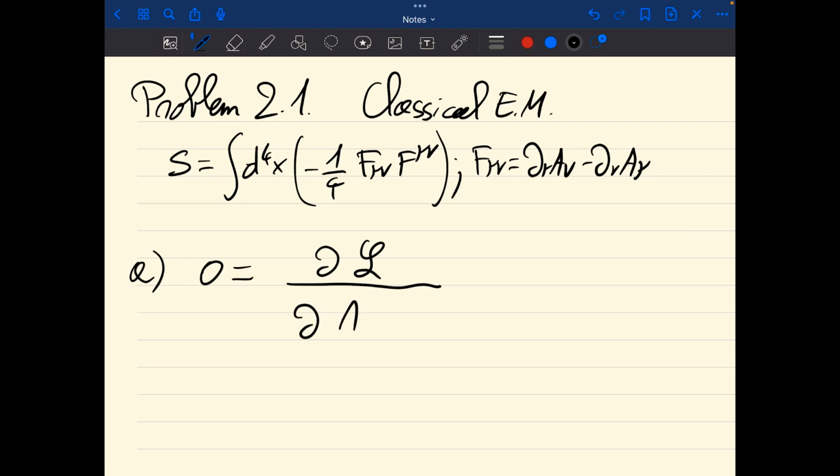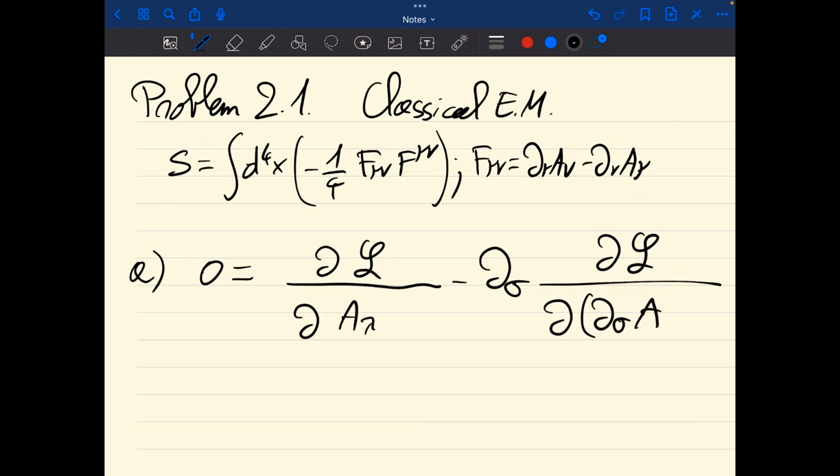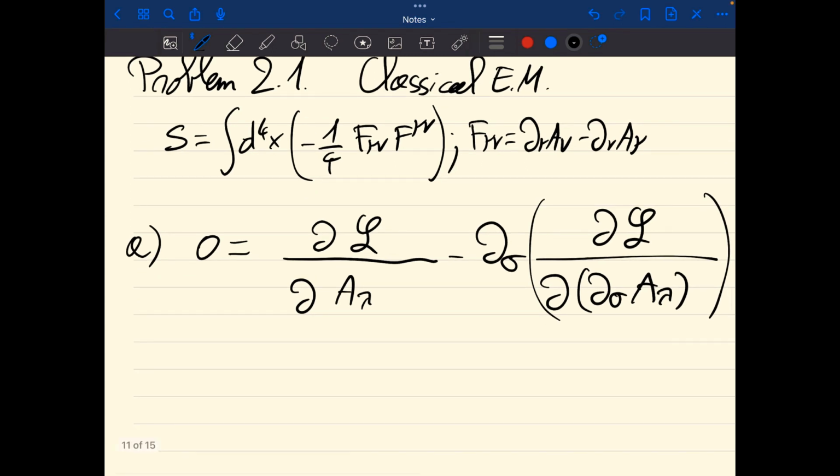So we just pick a given component, let's say A lambda, and we have a sum here. Okay. So the first term is 0, because L only depends on F mu nu, and F mu nu just depends on the derivatives of the A fields and not on the field itself. So this is 0. Now we just need to evaluate the second term, so everything is equal to 0, so we can get rid of all minus signs and quarter factors, there's no problem.